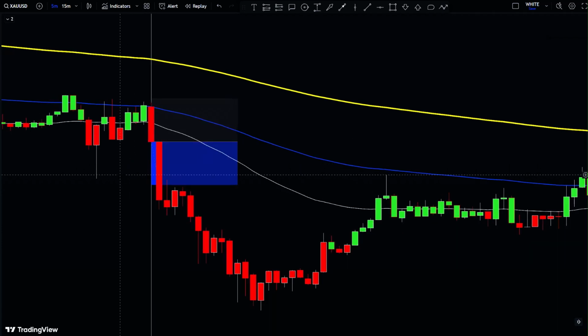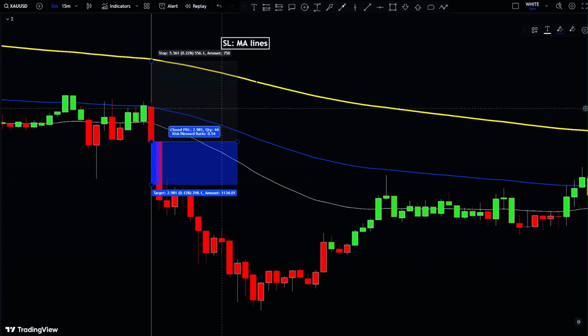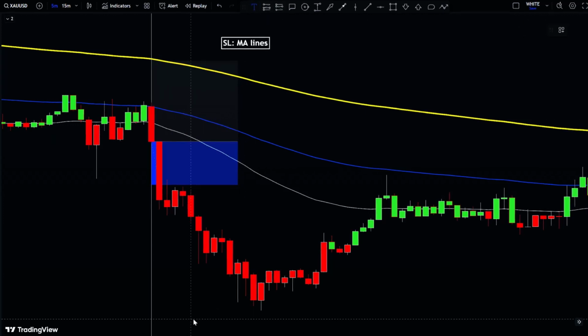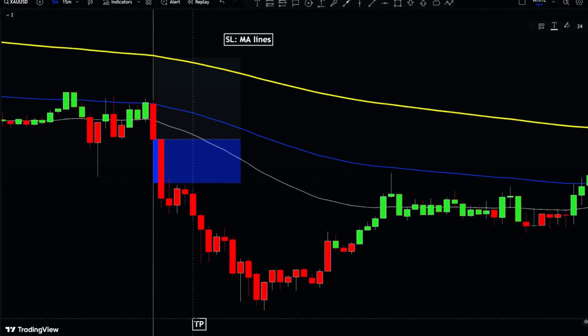As for the risk management, the same principles apply. Use one of the moving average lines for your stop loss based on market conditions. And for your take profit target, maintain that 1 to 1.5 risk to reward ratio.